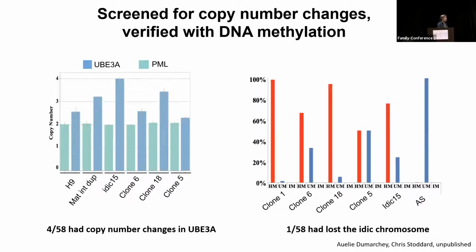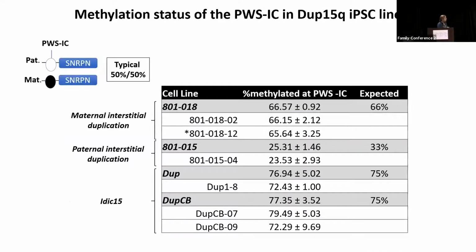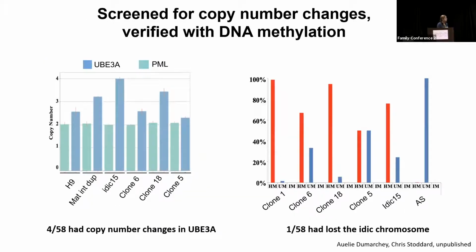We then asked which parent did it come from. I'm going to remind you about this DNA methylation assay, where we're expecting the idic cells to have 75% DNA methylation. Remember, because they have 3 maternal copies and 1 paternal copy. And if we got rid of that idic chromosome, we would expect a 50% methylation, right? Because we got rid of those 2 extra maternal copies. And much to our delight, we got one of our clones, clone 5, had 50% methylation, suggesting it had lost the idic chromosome.